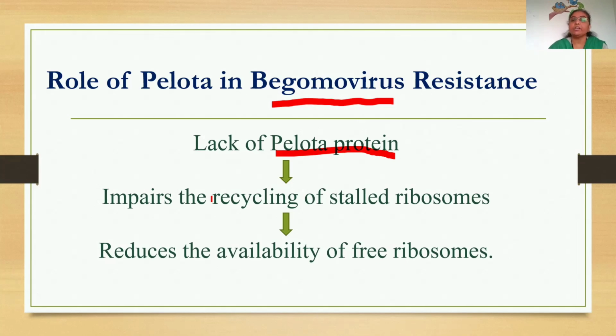I think you may have cleared the idea about the no-go decay pathway: the Dom34, Hbs1, then pelota, and how pelota is involved in the resistance to the begomoviruses.